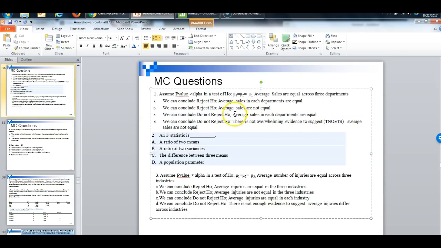So do we say do not reject, average sales are equal? Or do we say do not reject, there's not enough evidence to suggest average sales are not equal? Yeah, it's this one. It's D. We always have to conclude HA.